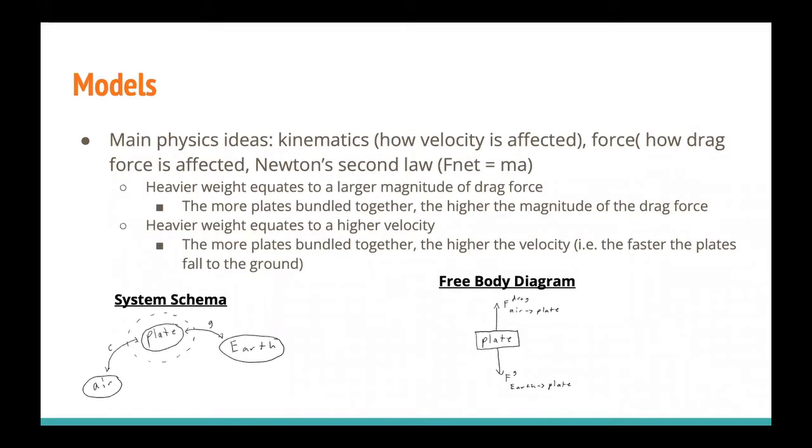We will now discuss the models at study. The main ideas that we are studying are kinematics, which is how velocity is affected, force, how drag force is affected, and Newton's second law, which is F net equals ma. Here, you can see that heavier weight equates to a larger magnitude of drag force, as you can see in the free body diagram. The more plates bundled together, the higher the magnitude of the drag force. Heavier weight also equates to a higher velocity. The more plates that are bundled together, the higher the velocity, meaning the faster the plates fall to the ground.